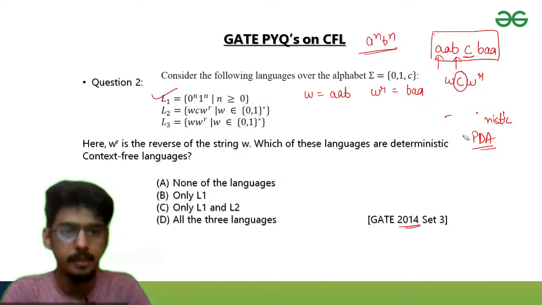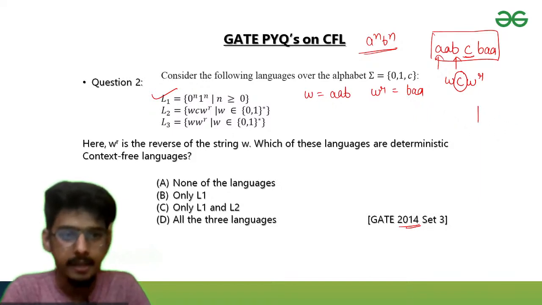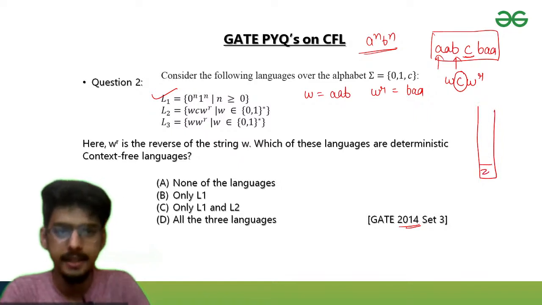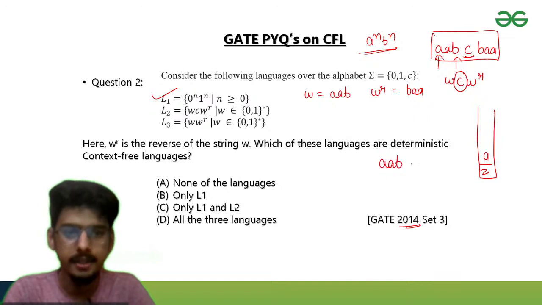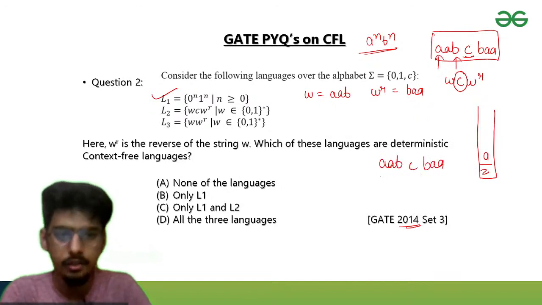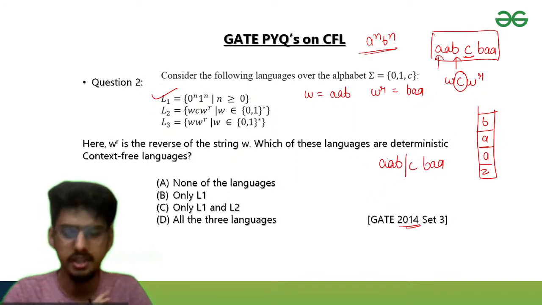So let me remove this. Just remember that it is going to be accepted by a deterministic PDA, and the stack will look something like Z, then AAB. So first I will push A, I will have AAB, and then C, then BAA, right? When I see the first A, I will push A, then I will see the second A and push A again, then I will push B. Now till here I have reached, and as soon as I see a C, I'm not going to do anything. I'm not going to touch the stack.